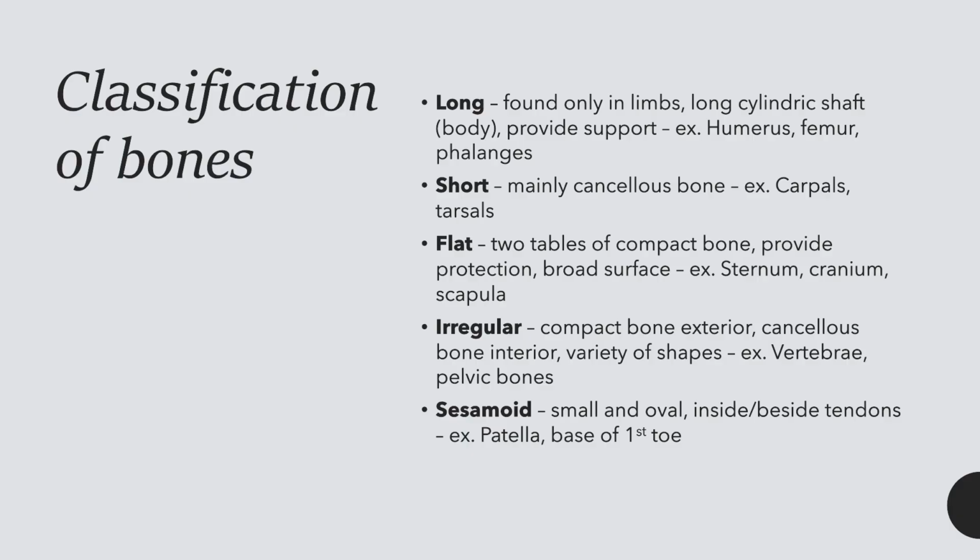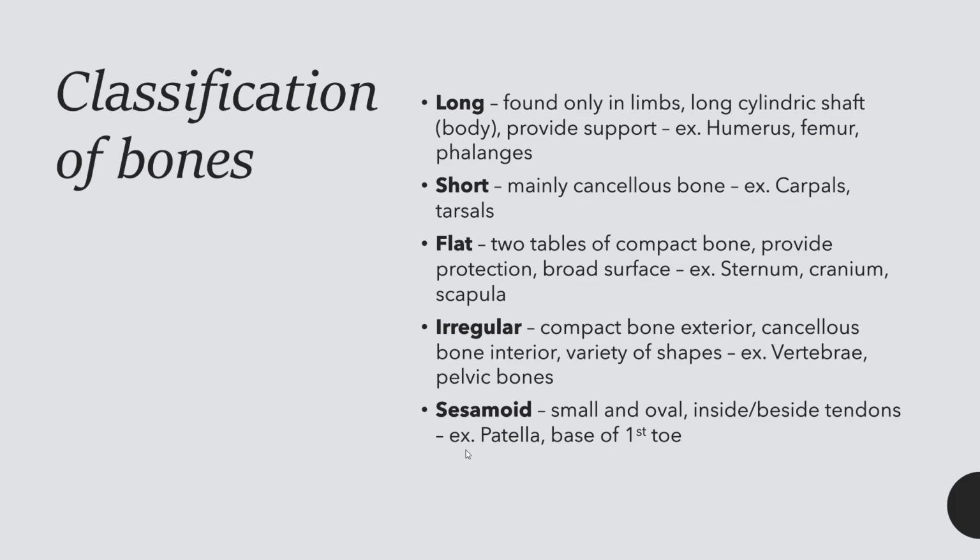Some other types of bones, we have flat bones. Think of your sternum, your breastbone, like right in the chest area, protecting your heart. Your cranium, the bones of your skull, are flat bones, and your scapula, your shoulder blade in the back, is also considered a flat bone. Some irregular bones, meaning that they don't have a specific shape that matches the rest of the bones. Vertebrae, your bones of your spine, are considered irregular, as well as your pelvic bones, your ilium, your ischium, and your pubis. And then sesamoid bones, sesamoid actually means that they resemble a sesame seed.